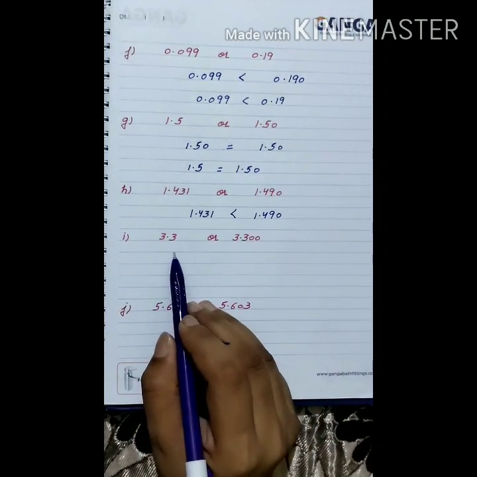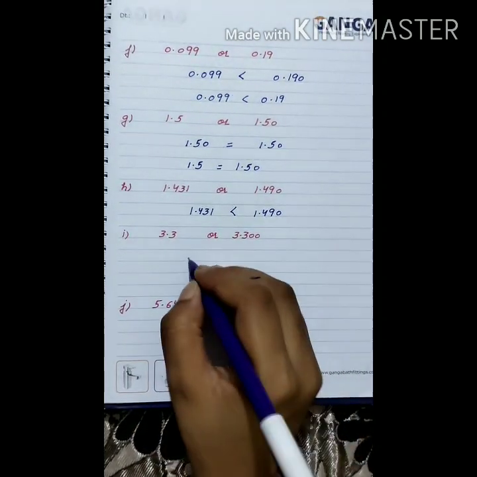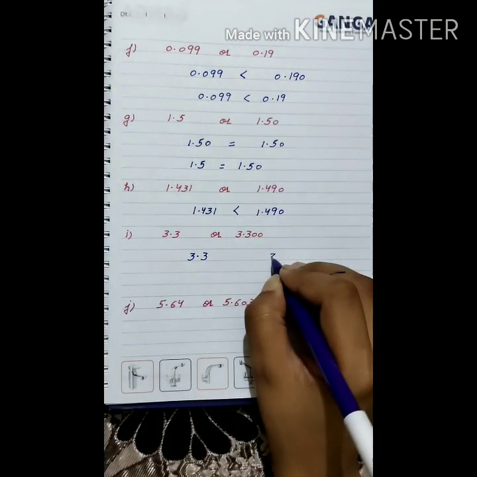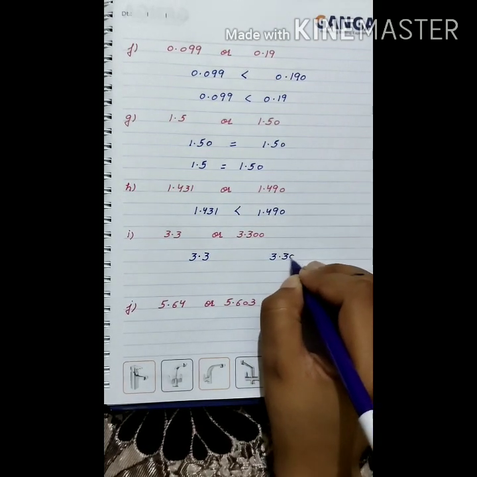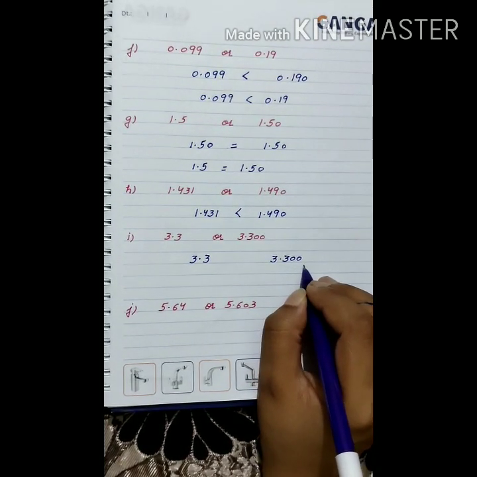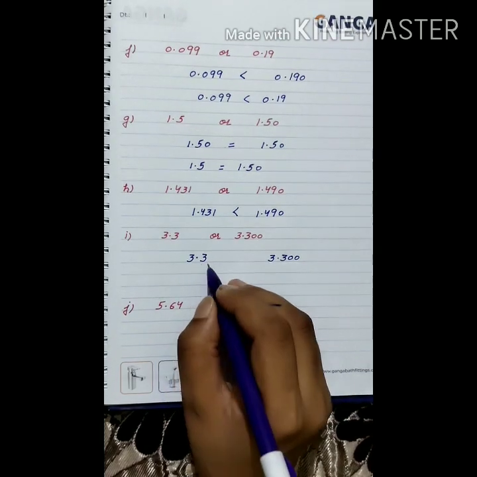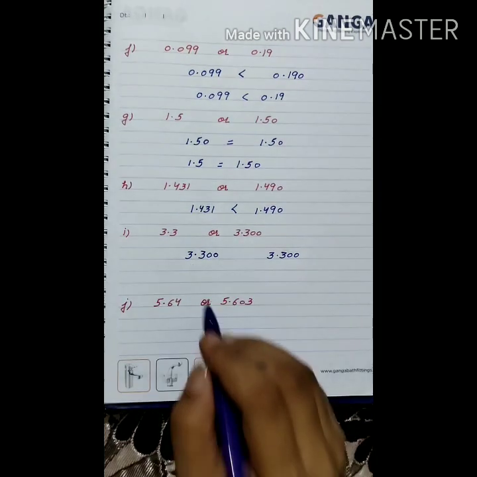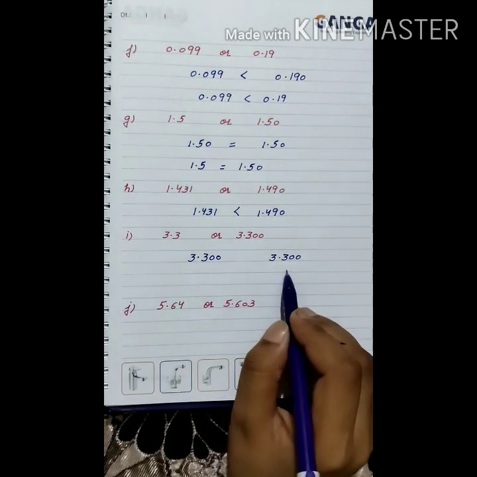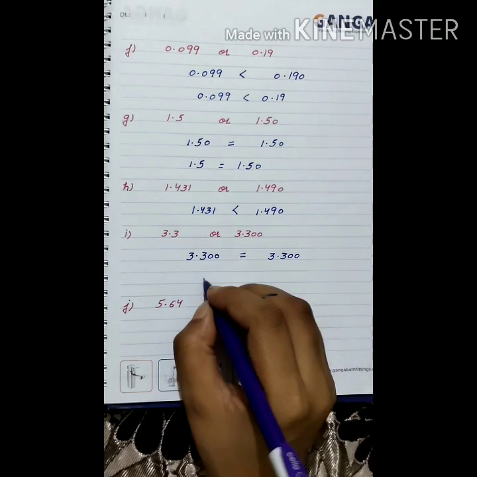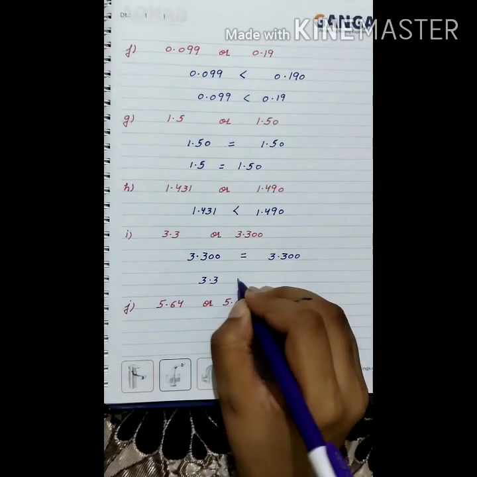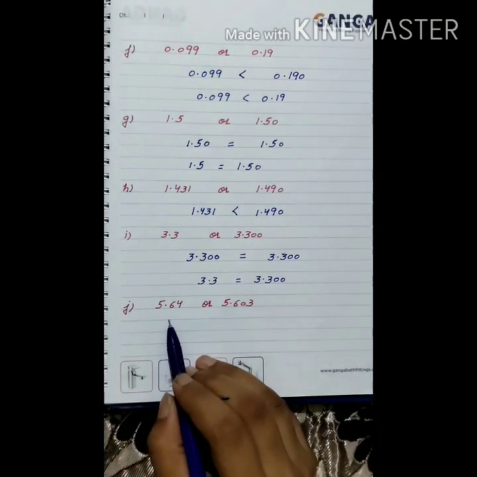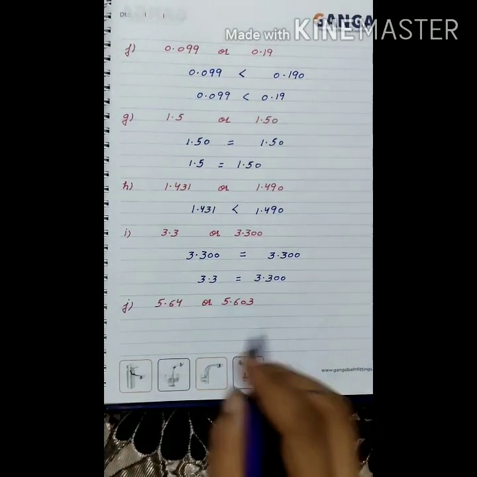I part, 3.3 or 3.300. Firstly we will write it as like decimals. For this, how many 0s do we add here? In the second decimal number we have 3 digits to the right of the decimal point and here we have 1 digit only. So we will add two 0s. Now we will compare. Now we see that in both numbers we have the same digits. That means they are equal. So we can say that 3.3 is equal to 3.300.